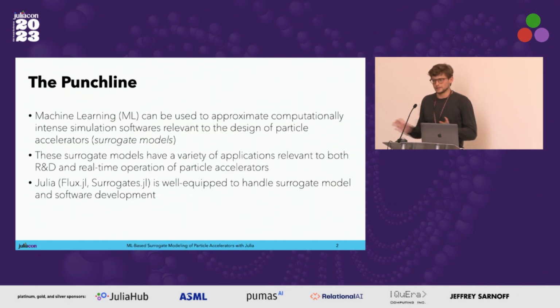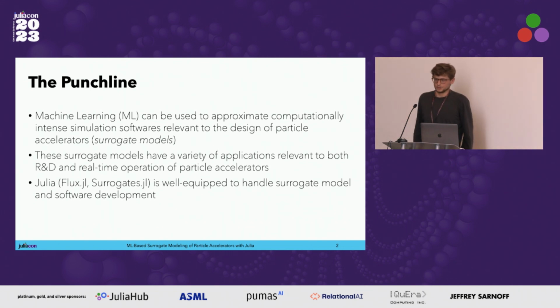So before I get into the physics and the context of this project, I want to give away the punchline. Basically, when we're designing these sorts of particle accelerators and this machinery, we have to run very computationally heavy simulations that take a long time. And the idea is, can we build machine learning based replacements that are good approximations for the sorts of things that we want to accomplish?